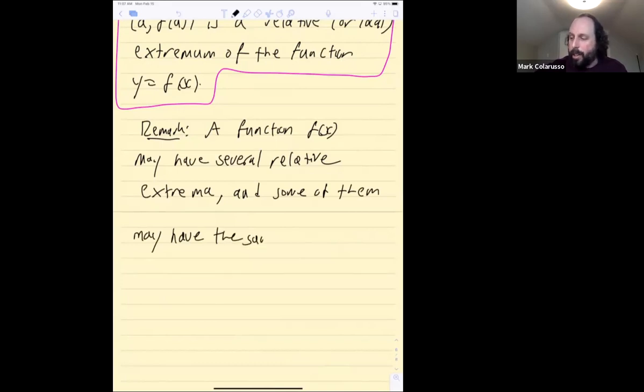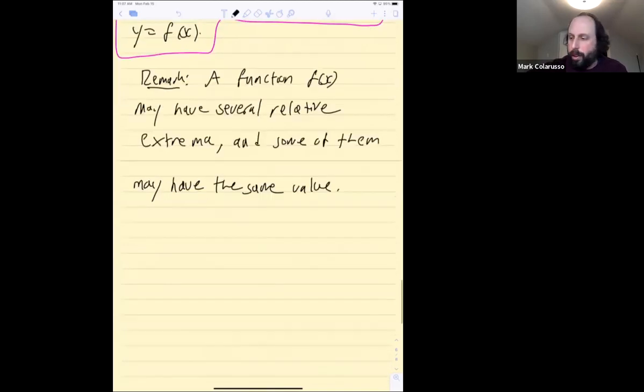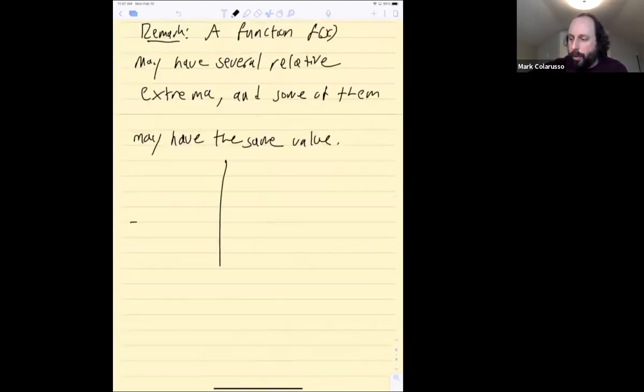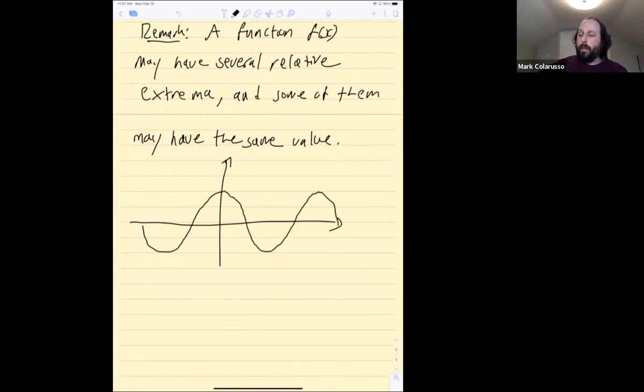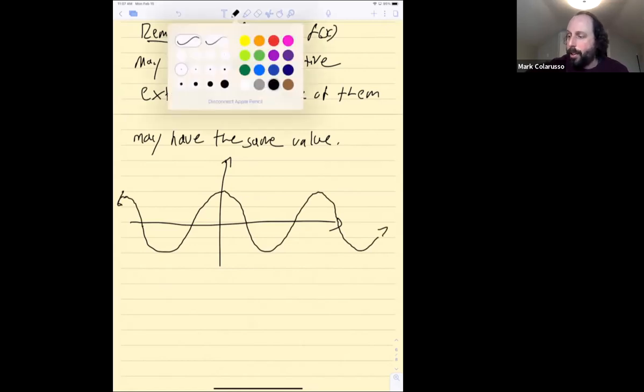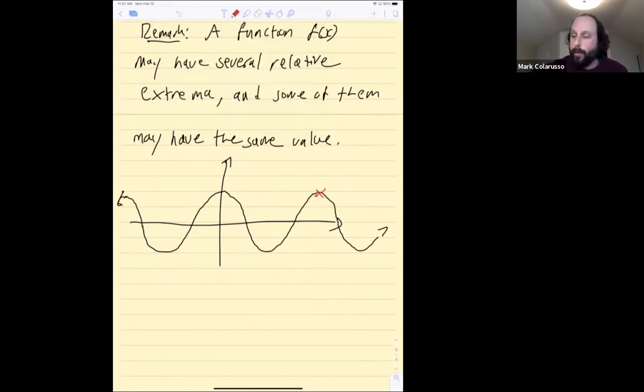This kind of phenomenon where they tend to have the same value happens more in trig, which I guess we don't really do. But just so you're aware of this type of thing, you can have a function that's a wave like this. And it just keeps going on waving. Waves and waves and waves. Right. So in this case, here you have a relative maximum. Here you have a relative maximum. It's kind of coming up to one here, but let's go off the page.